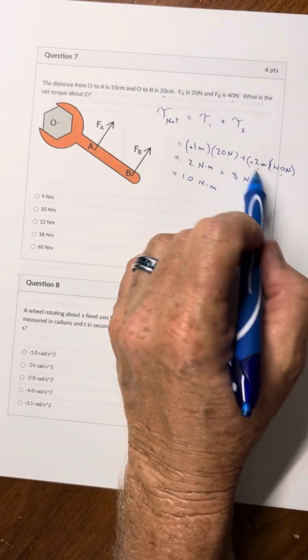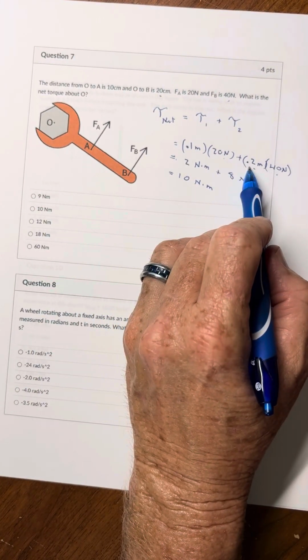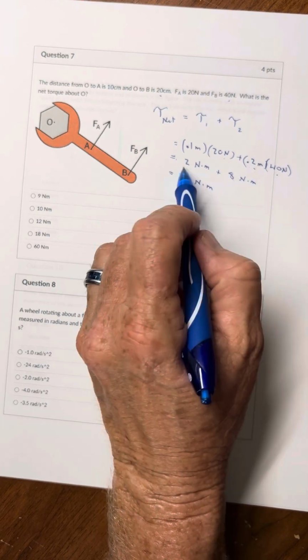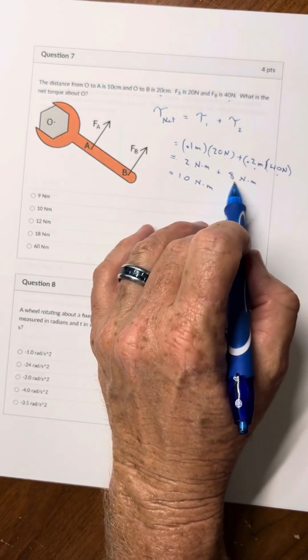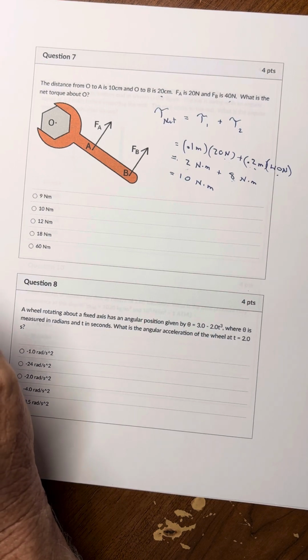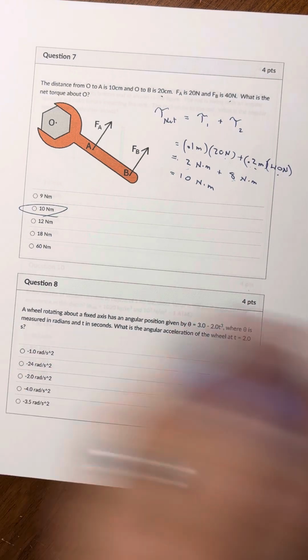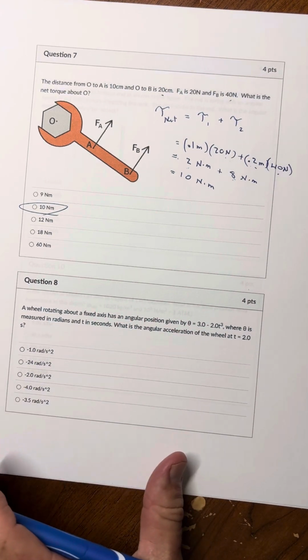And you can see that this force over here, that's twice as much, and also twice the distance, makes it 4 times the amount of torque as that one. So that's why that's an 8, and that's only a 2. And then together, of course, it makes 10. So that would be B there for number 7.